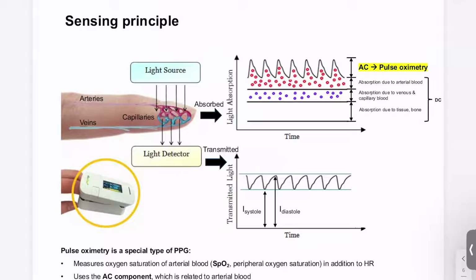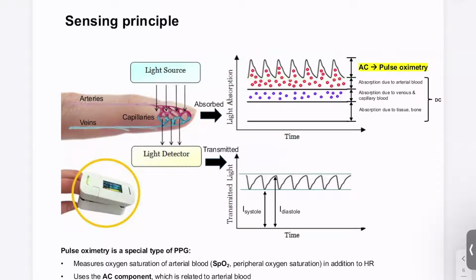So this technique is called pulse oximetry. Pulse oximetry is a special type of PPG. It uses the same waveform, but it extracts your SpO2. That's the AC component.